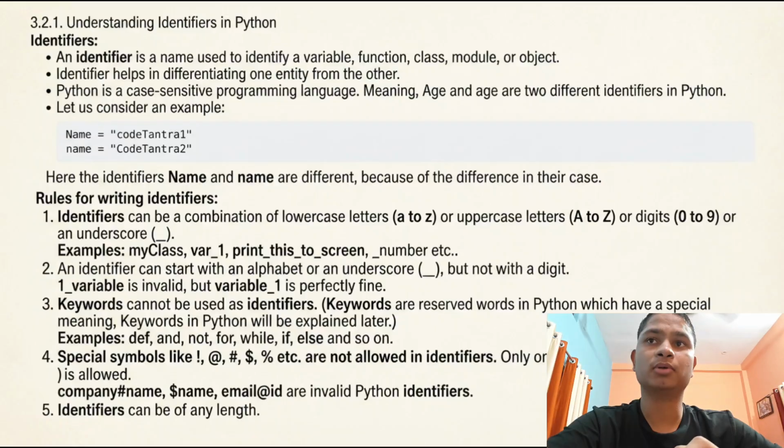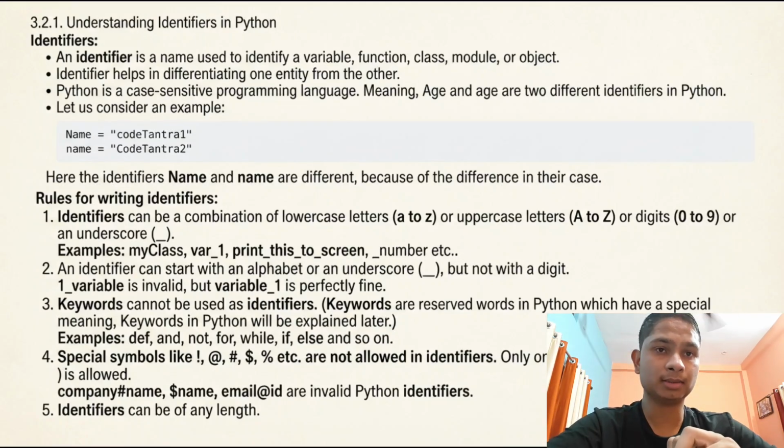So if we talk about name equals course, and name equals course2, these two things are different. So the names are different. These are different identifiers because names are case sensitive, and one starts with capital N and the second one starts with small n. These are the simple things which make a difference as an identifier.